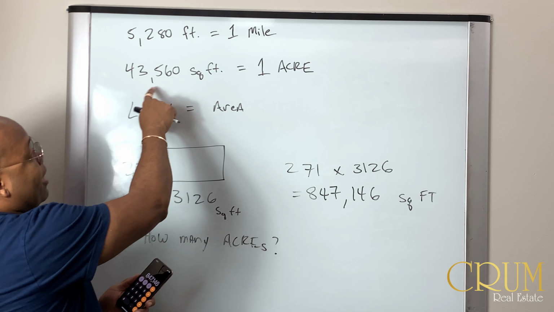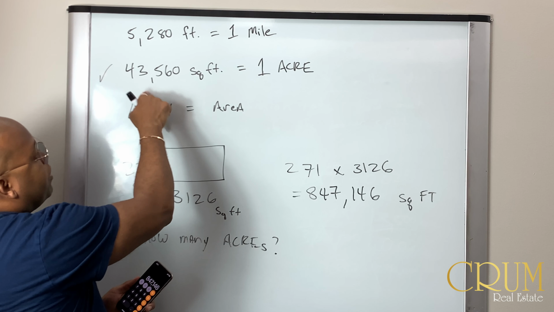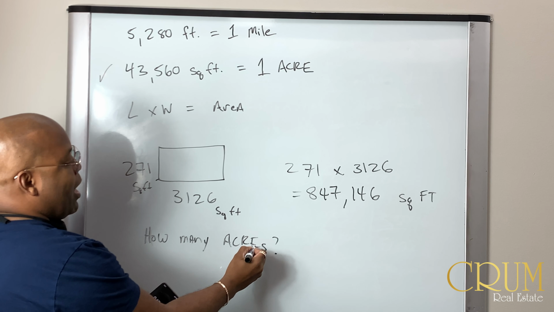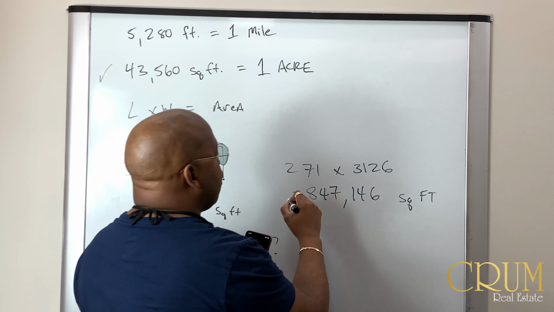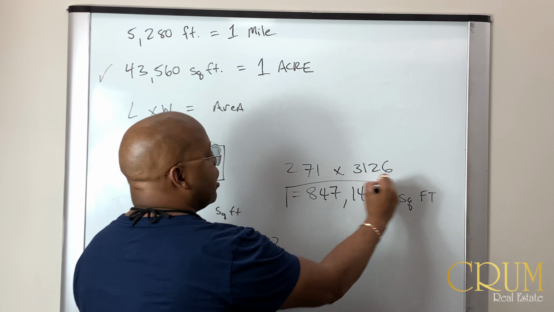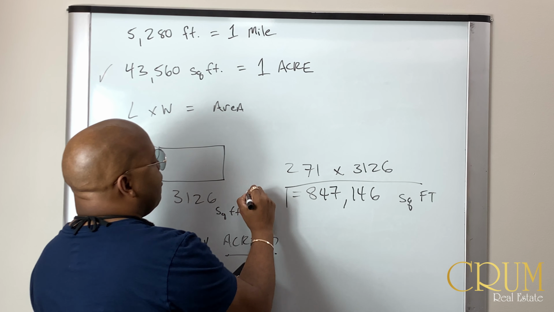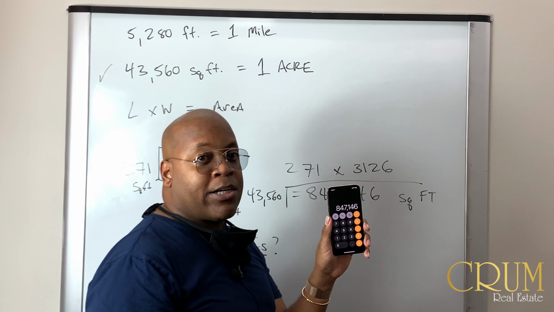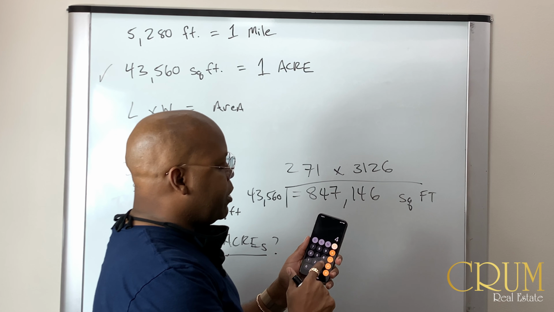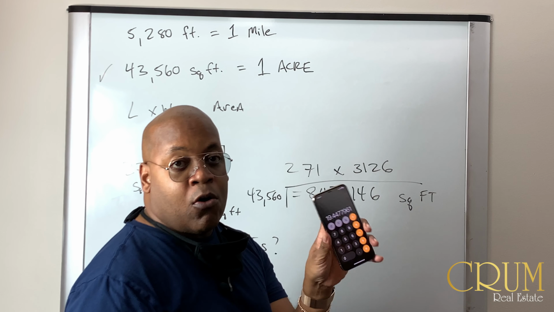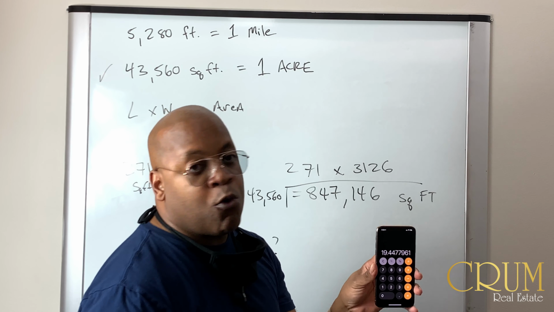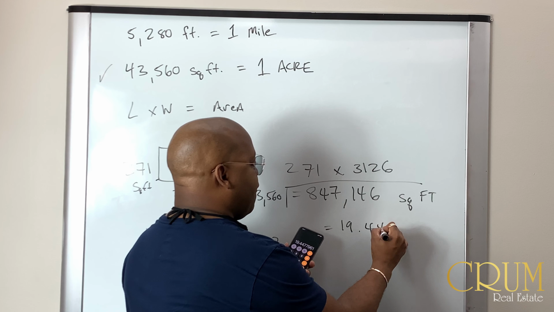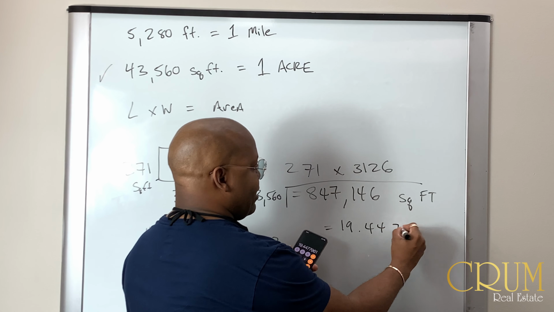So earlier I told you to memorize 43,560 square feet equals 1 acre. We're trying to figure out how many acres, right? So we're going to divide this by 43,560. Leave that number on your calculator and divide it by 43,560. And all of you guys should get 19.447, so 19.44, and then it's like 77.